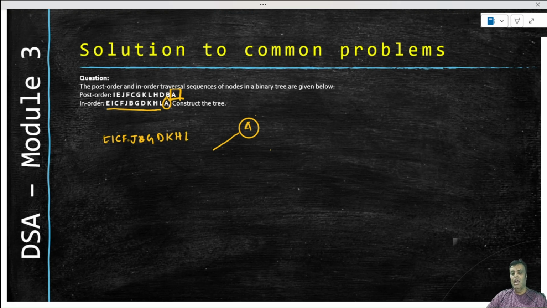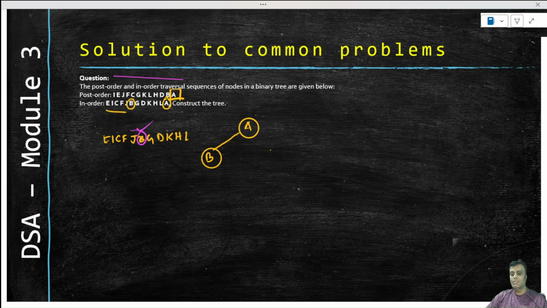Now what I will do, I will actually check in the post order from the right to left, which element comes first. B comes first, right? So B comes first, and B is also here. So from this list, we have B coming first in the post order. So we will write B here. With B, we will go to our friend in order and say that what is our left and right subtree of B.